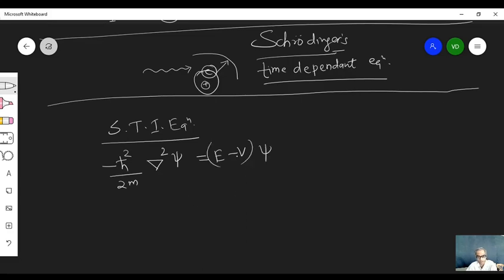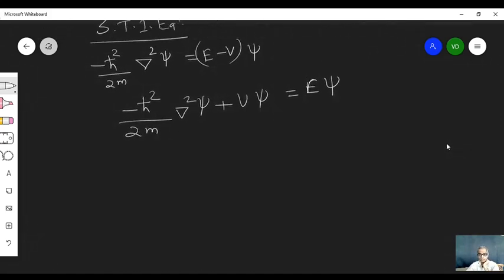Or I can take this V psi term to the left hand side. So what I get is minus h cross square upon 2m del square psi plus V psi, so minus becomes plus, equal to E psi, where this psi is a function of x, y, z and t. Now in this equation, we'll try to understand what the meaning of E psi is. Then we'll find the value of E psi and replace it with a time dependent term. The left hand side in this case remains the same.